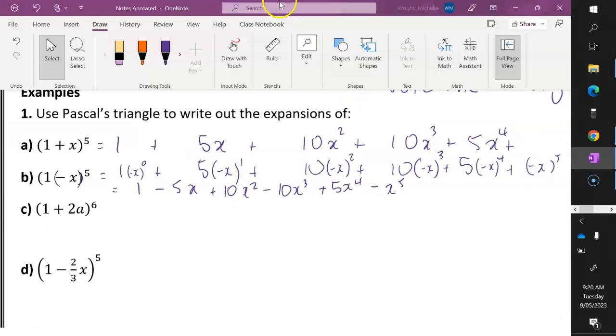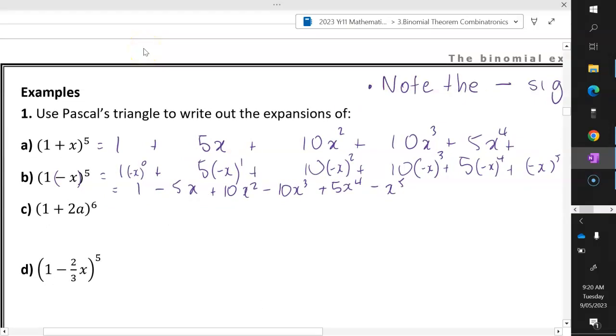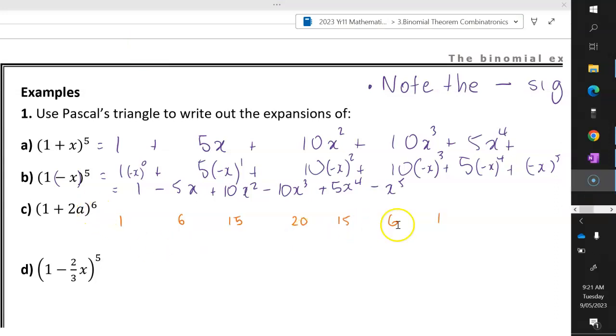I'll change coloured pens so we can note the difference. We've got a power of 6, so let's go and grab the coefficients for a power of 6. Okay, so I've just popped those coefficients off Pascal's triangle. We've still got a 1 there, so we don't need to do anything. This 2a is taking the place of where our x was up above, so what we're going to have here is 2a to the power of 0, 2a to the 1, etc. So copy this down on your notes.